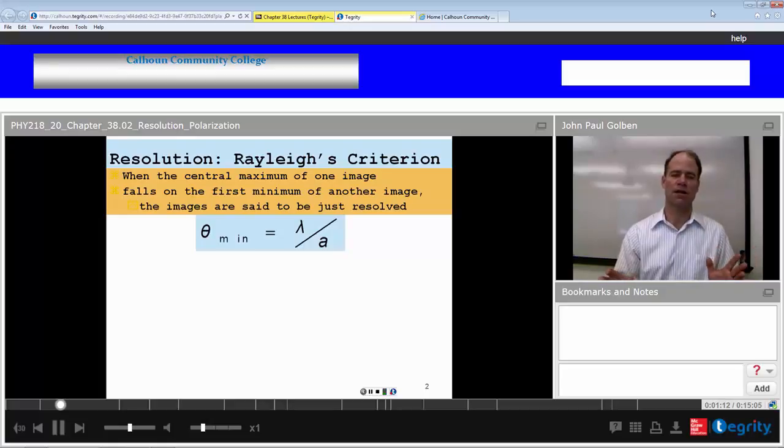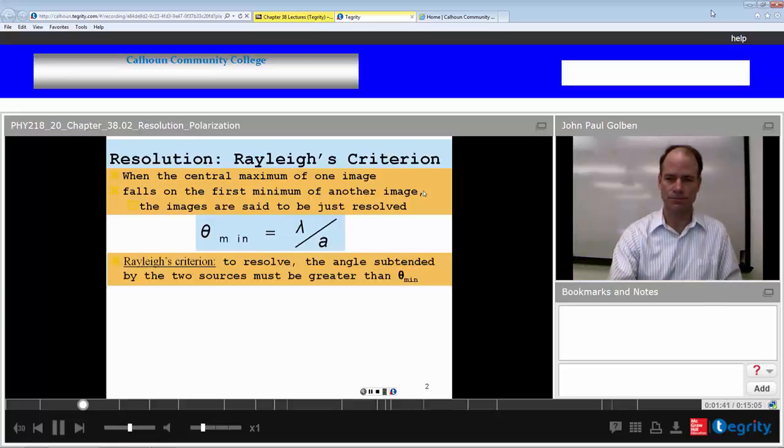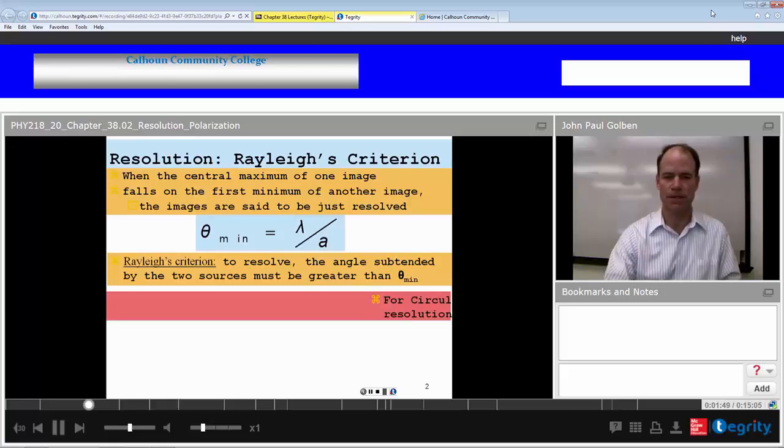This corresponds to where we just were in our previous lecture, where we're looking at diffraction, and we had that a sine theta is equal to m lambda for our first minimum. So if m is equal to 1, and we're dealing with small angles, so the angle theta is equal to the sine of theta for small angles in radians, then it simplifies to this. Our minimum angle is equal to lambda divided by a. So to resolve, the angle subtended by the two sources must be greater than this minimum angle.